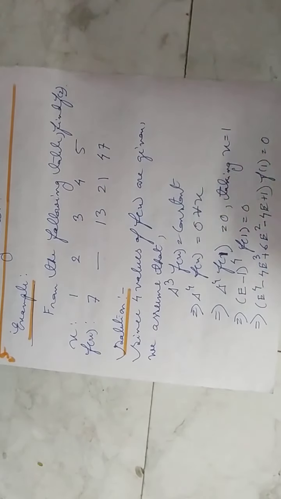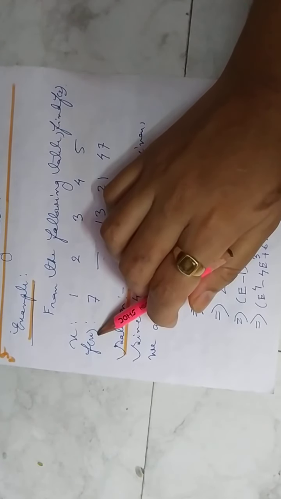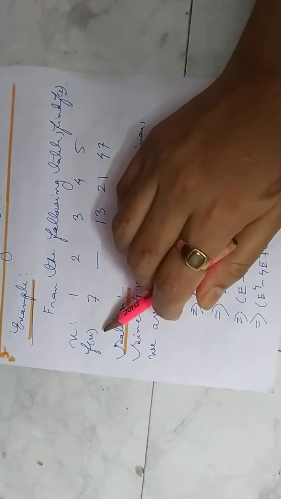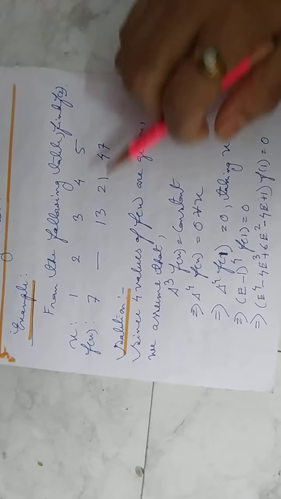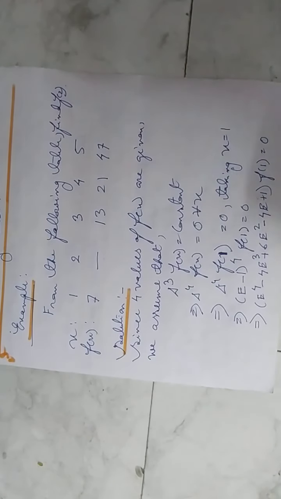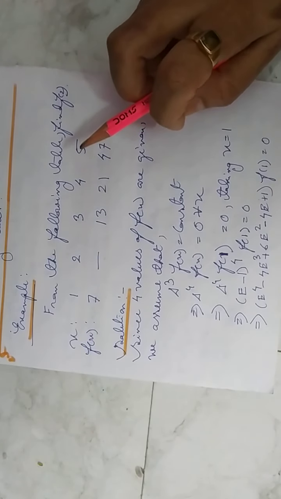Here you have to remember one thing: we can assume here f(x) as a polynomial of some degree, and the degree will actually depend on the number of values of f(x) given. Suppose here for f(x), 4 values are given, so we will assume that f(x) is a polynomial of degree 3. If 4 values are given, then we will assume that f(x) is a polynomial of degree 3.